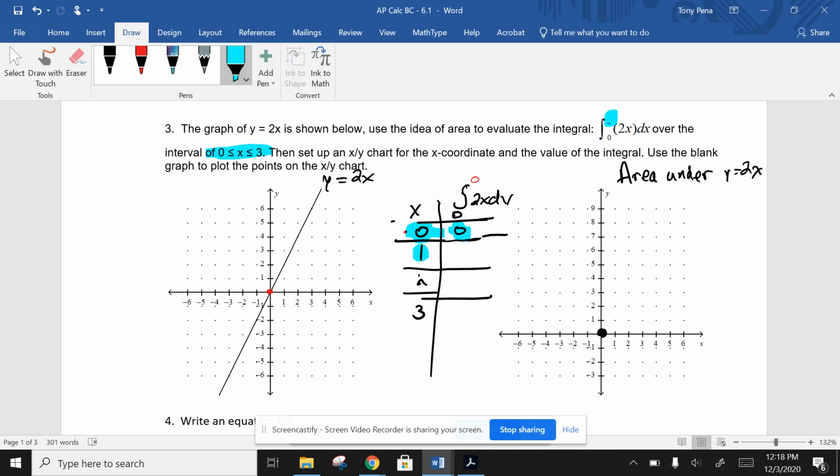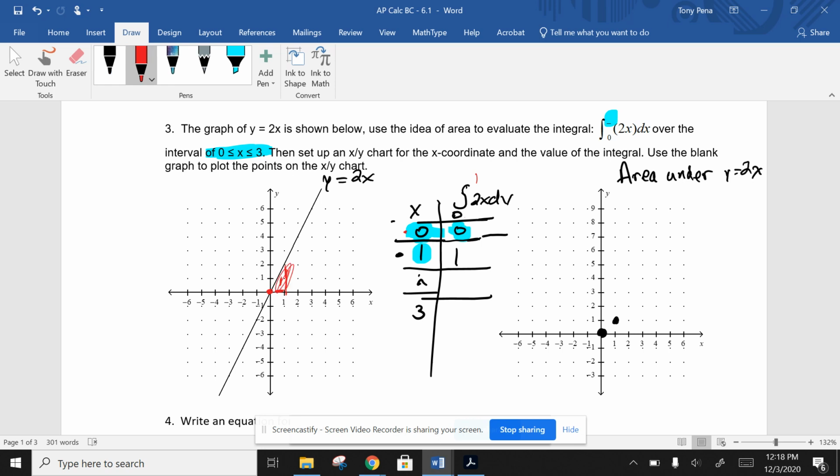All right, so the next one, let x be a 1. So now I'm going to change my upper limit here from a 0 to a 1. Now I can accumulate a little area here. So I'm going to get this triangle. It has a base of 1, a height of 2, so that's 2. We want half of that. So that area of that triangle would be a 1. So when x was a 1, we get the area underneath y equals 2x to also be 1. Plot that point.